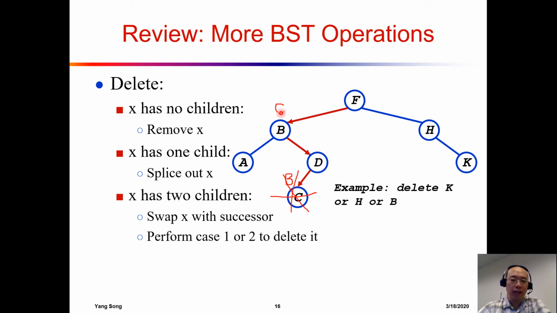So you can see c will be here, and c is smaller than f, c is greater than a, and c is smaller than d. So this is still a valid binary search tree. That is the review part of the binary search tree, and I will see you in the next video.